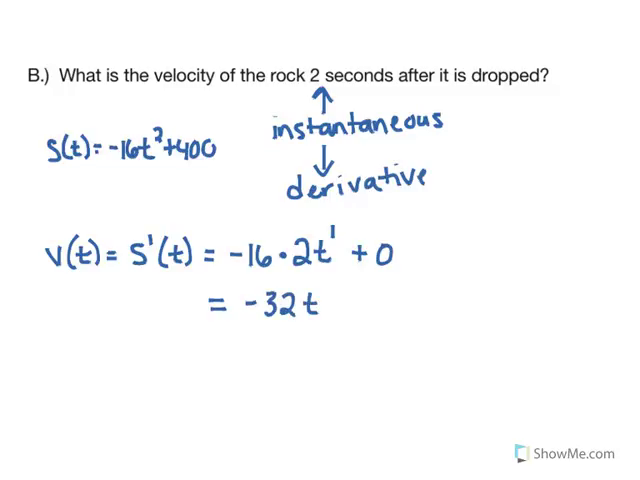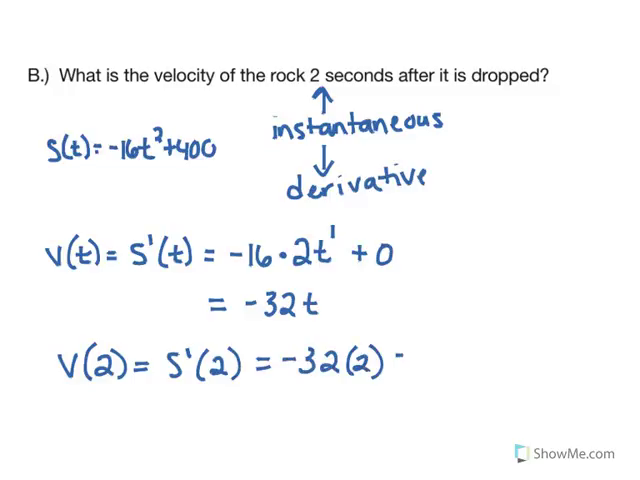If I want to know the velocity exactly 2 seconds later, I just need to know, well, what is v of 2? Or what is s prime of 2? Well, that's just negative 32 times 2, which is negative 64 feet per second. All right, so to find velocity at one moment in time, that means I need to do instantaneous, I need a derivative. If I want to do average velocity, I need to use the position function. That's it.